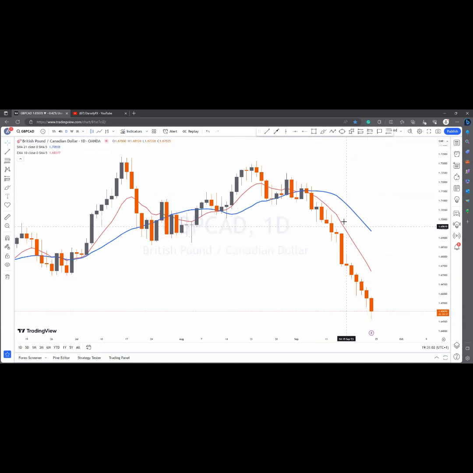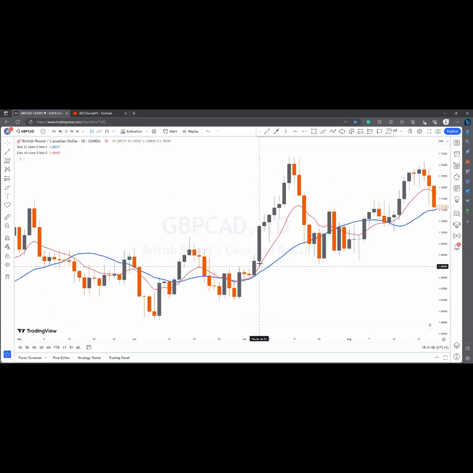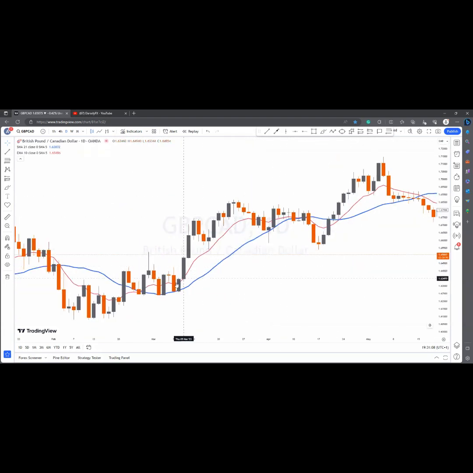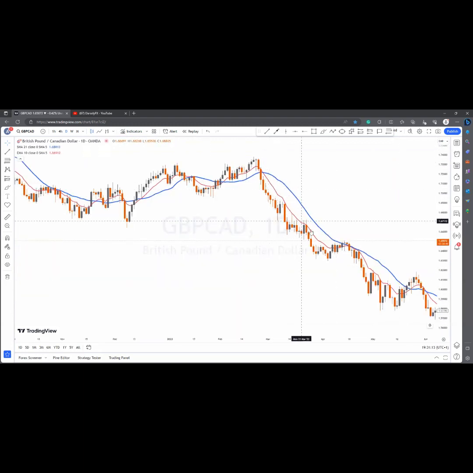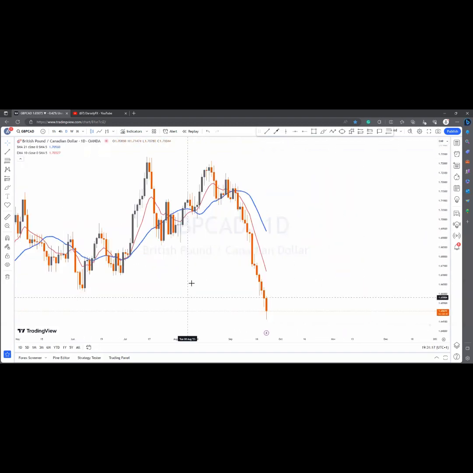You will notice that the red is closer to the price. Even when price is going up, the red is closer to the price. Anywhere you see it, the red is always closer to the price. Okay, so now let's take a look at some examples.